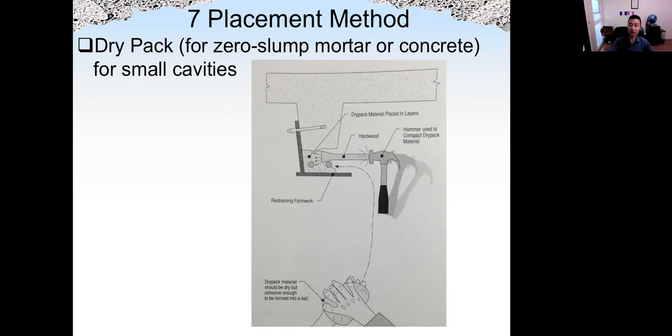Very simple. We set up the formwork, and then we put the repair material in, and we can use a hammer and hardwood to compact the repair materials. This is for small cavities when the mortar or concrete has a very low slump. So we can use this method.